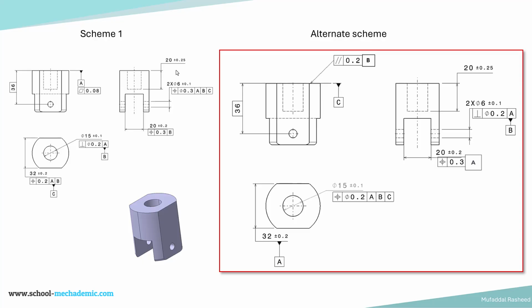First, let us have a look at the primary datum feature. Now in the scheme 1, the base scheme, the primary datum feature was this surface. Over here, the primary datum feature is a feature of size which is this width. So this surface and this surface on either side form a width, and this is specified as 32 plus or minus 0.2. So the width is a feature of size which is primary datum feature in the alternate scheme.